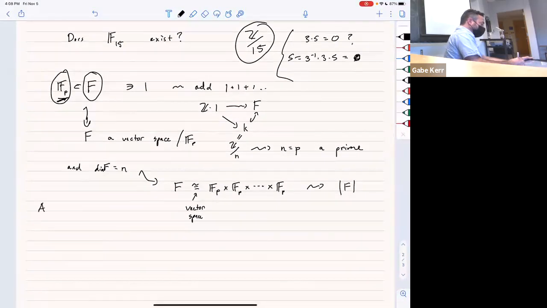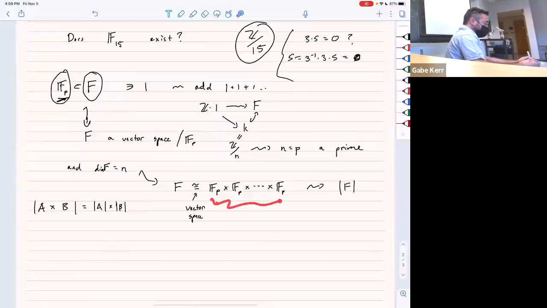I have a set with R elements and I take the Cartesian product with a set of S elements. Well, mathematicians devise these notations to be very nice. How many elements in here? 15 is not of the form p to the n. What's the square? 225. Yeah, 225.